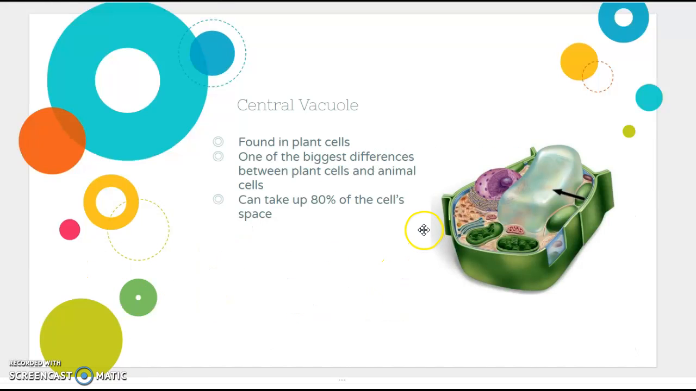The central vacuole is the one you're probably most familiar with. This one is found in plant cells, and it's one of the biggest differences between plant cells and animal cells, and it can take up to 80% of the cell's space. So as you can see, it's very large.